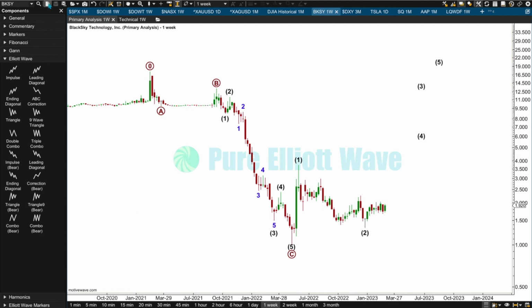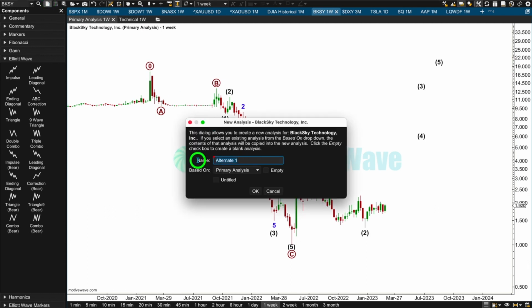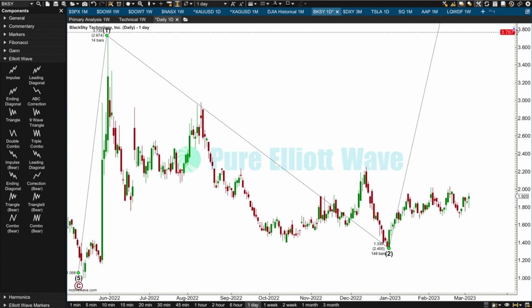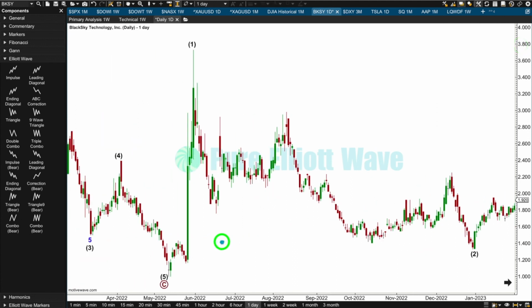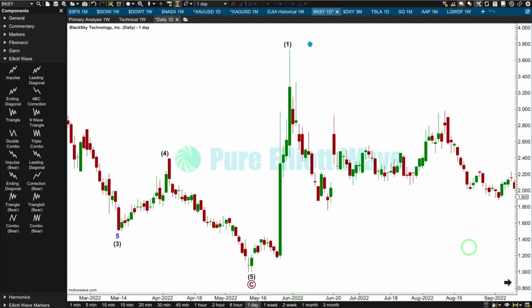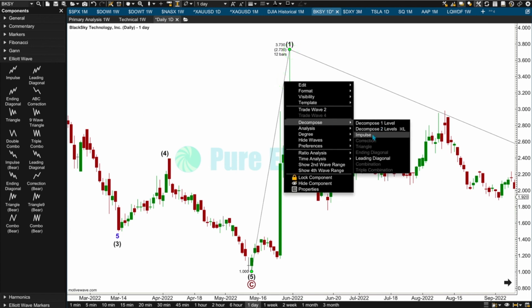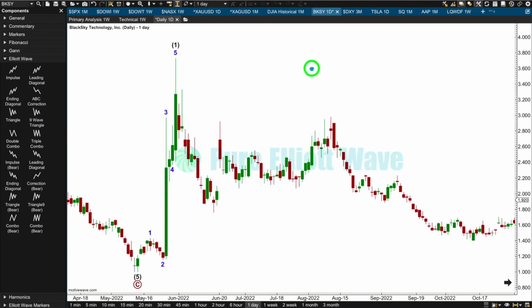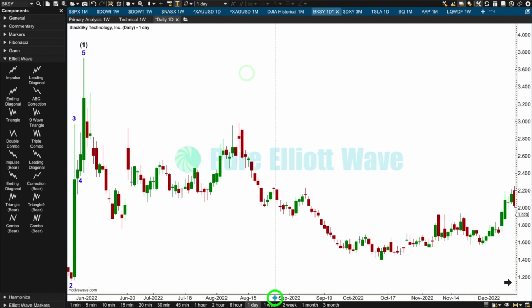I'm going to go down to the daily chart for the detail of intermediate 2. I don't know if this is going to have enough volume for good looking Elliott Wave structures. That first wave looks like a pretty good impulse though. Let's expand that out. Yeah, intermediate 1 looks pretty good. Let's put some labels in there. Nice. Intermediate 2, what could this structure be?